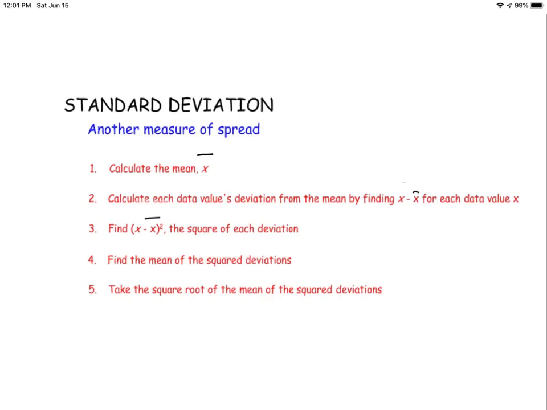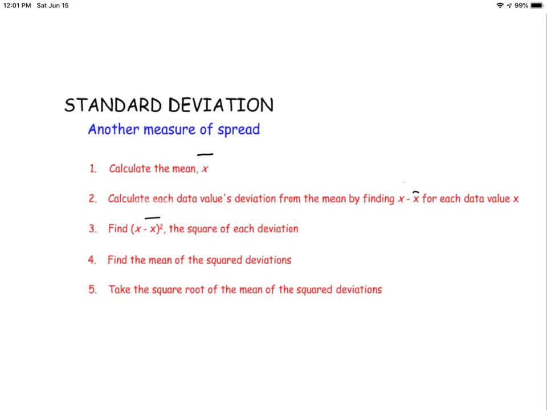In calculating the standard deviation, the first step is to calculate the mean, which is the x with the bar on top. So we already calculated the mean. The mean of this value was 86 degrees. The next thing is to calculate each value's deviation from the mean. So deviation just means how far it is from the actual mean. So you take the value and you subtract the mean to figure out how far each data piece is from the mean. Step 3 is that you take your differences that you just found and you square them.